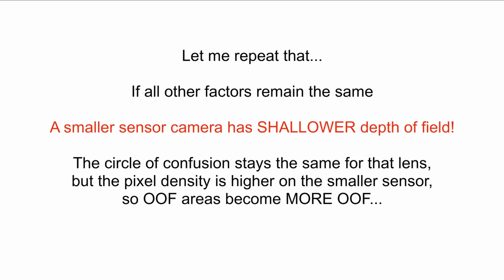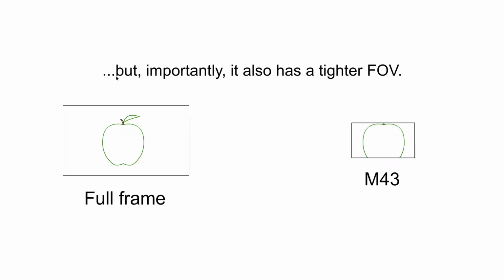Let me repeat that. If all the other factors are the same, a smaller sensor camera has a shallower depth of field. Now this is counterintuitive to what many people say and think about these things, but it's the facts, okay? The reason why is the circle of confusion has stayed the same for that lens, but the pixel density is higher on the smaller sensor in terms of area. So areas that were just a little bit out of focus have now become more out of focus, so they're blurrier. But importantly, it also has a tighter field of view, which we're going to come on to now.